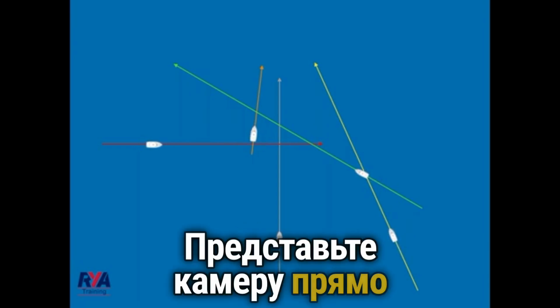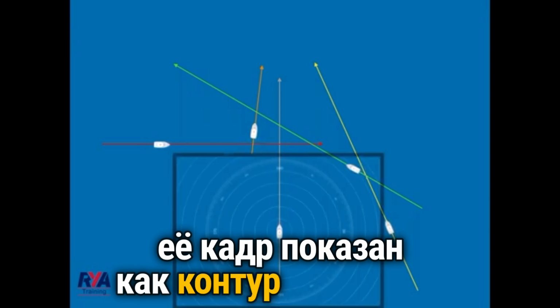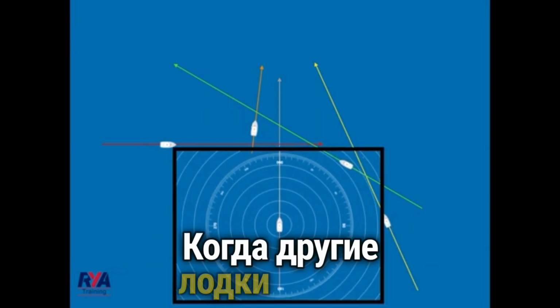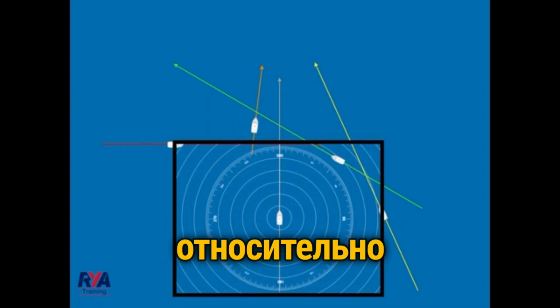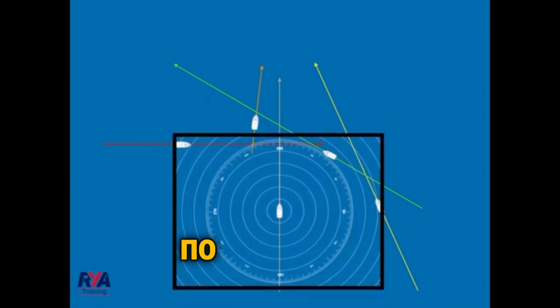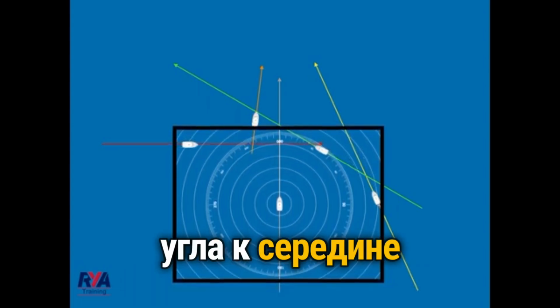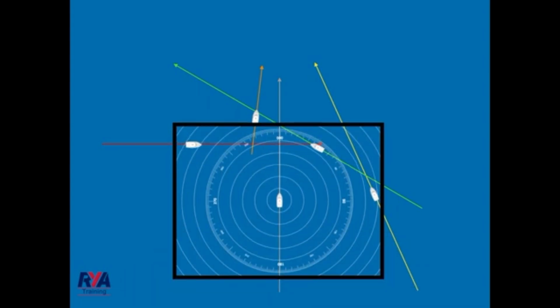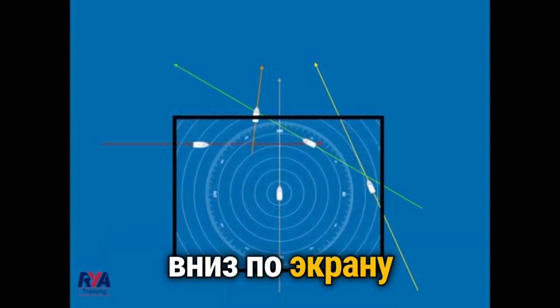Imagine we have a camera fixed directly above it, with the frame of that camera being shown as the outline of a radar display. As the other boats enter the area covered by the radar display, we see their motion relative to the grey boat. The green boat appears to be tracking slowly on a diagonal from the top right hand side of the screen to the middle of the left hand side. The red boat is steering 090 and is tracking diagonally down the screen.